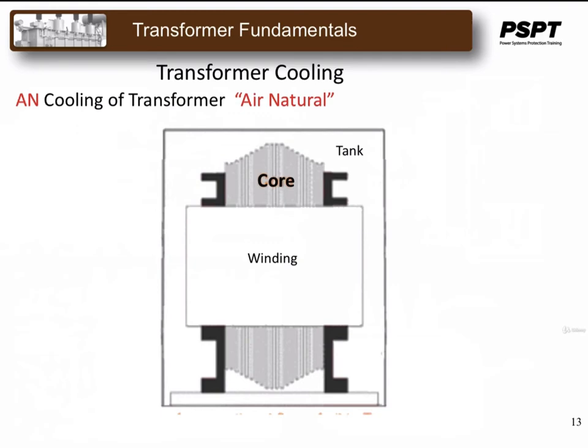You'll often see the term AN stamped on the transformer, which means air natural or naturally cooled. These transformers can be naturally cooled with air. The natural convection of the air removes the heat generated by the transformer. As I said, the symbol for this type of transformer is capital A, capital N.